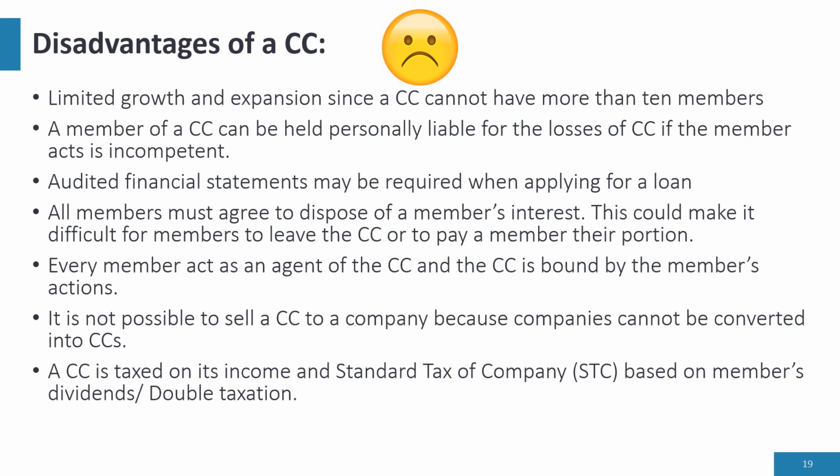It is not possible to sell a CC to a company because companies cannot be converted into CCs. As you know, you can later decide to convert your CC into a private company, but not the other way around. A CC is taxed on its income, and standard tax of companies, STC, is based on members' dividends. So therefore, it's double taxation, and that is actually a disadvantage of a CC. So you are taxed on your income, and the company is taxed.